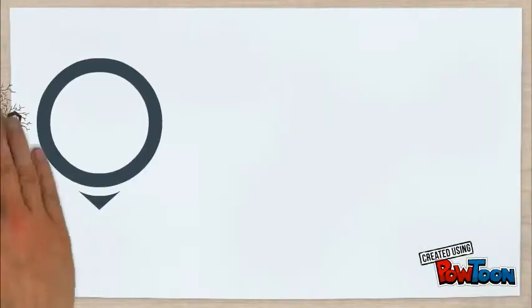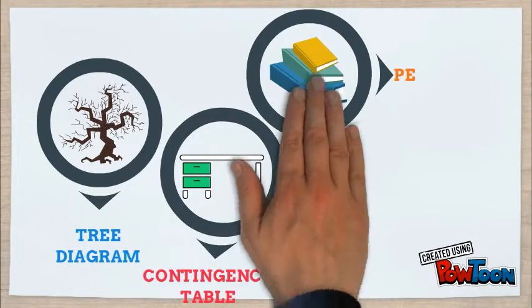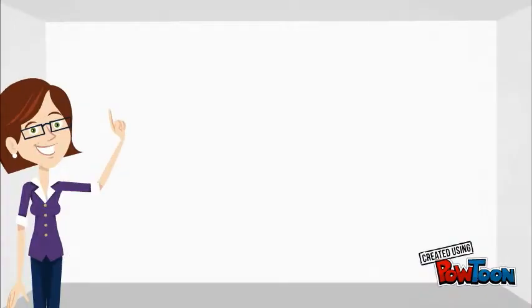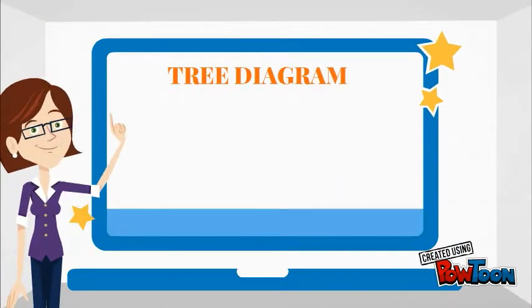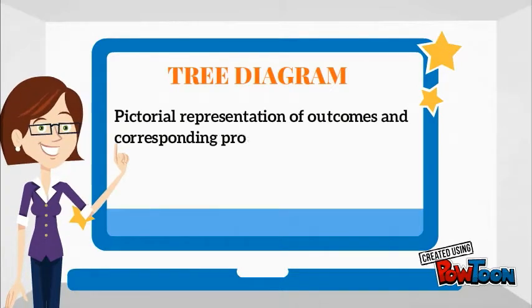Here, we are going to discuss tree diagram, contingency table, permutation, and combination. Let's start with tree diagram. Tree diagram is a pictorial representation of outcomes and corresponding probabilities.